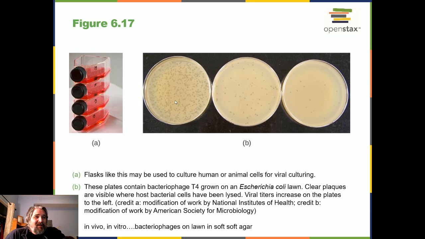But over here, these are phage. This is a lawn of bacteria to which phage was added. And you see these clear circles are the plaques. They're called plaques, and that's where the bacteriophage is. So here's an increasing concentration of virus. The viral titer is highest here and lowest here.